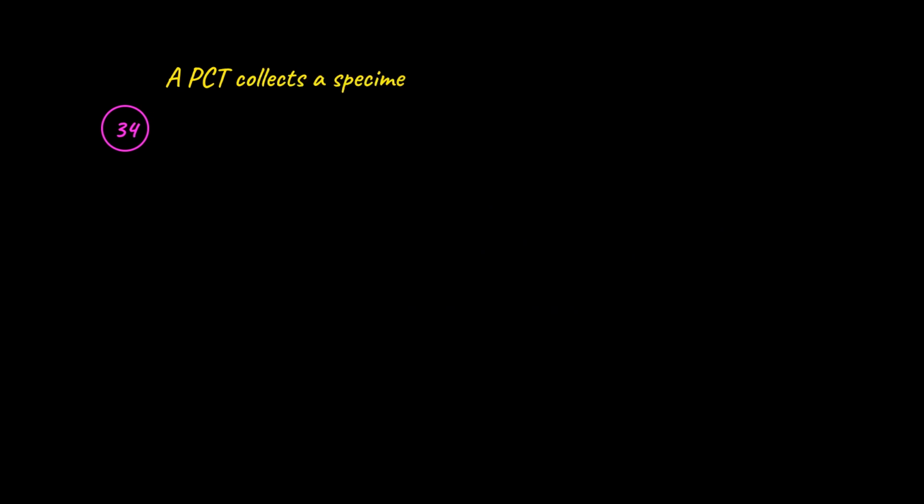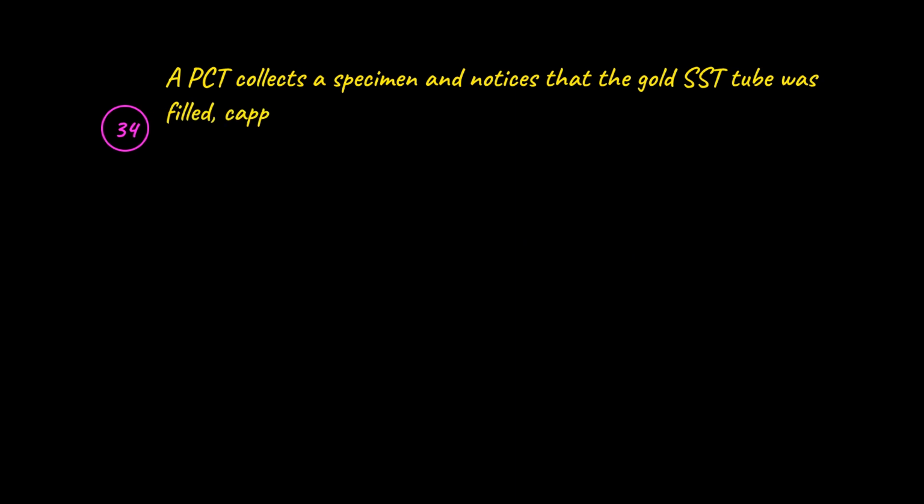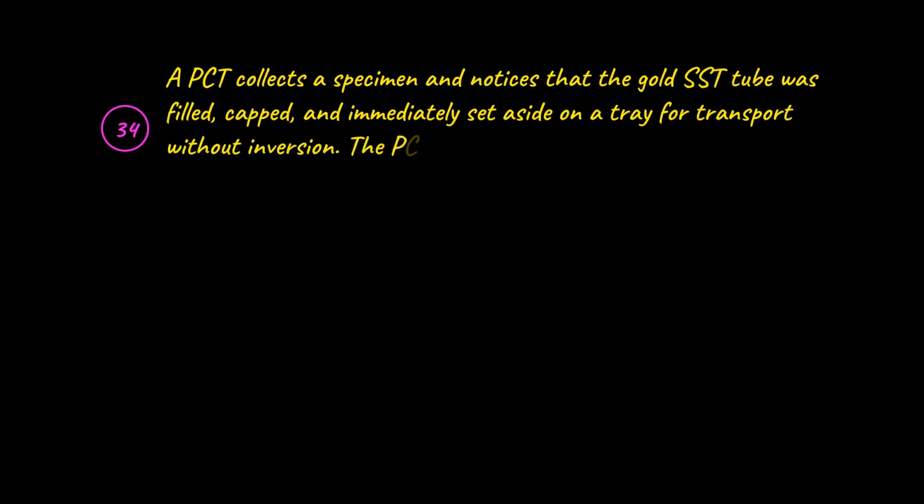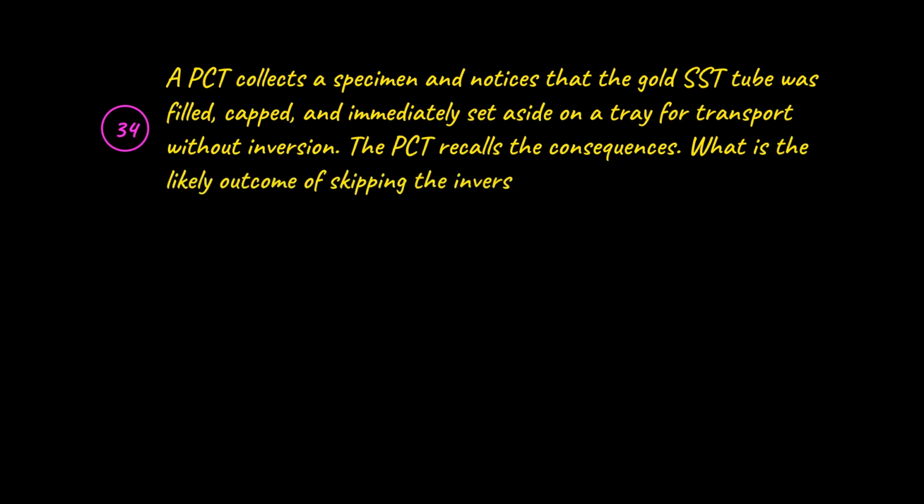Question 34. A PCT collects a specimen and notices that the gold SST tube was filled, capped, and immediately set aside on a tray for transport without inversion. The PCT recalls the consequences. What is the likely outcome of skipping the inversion on a gold SST tube?